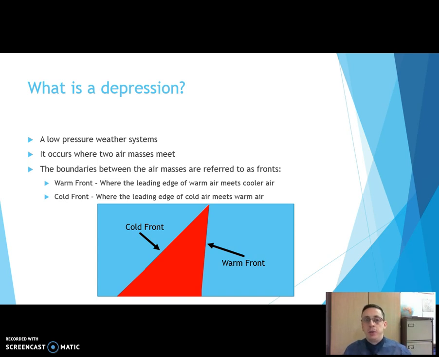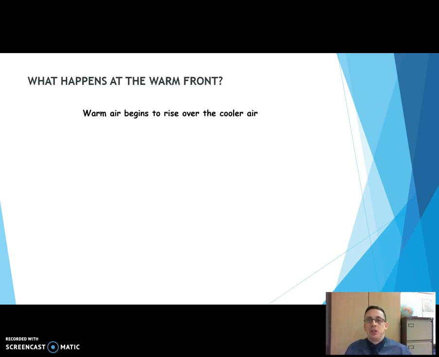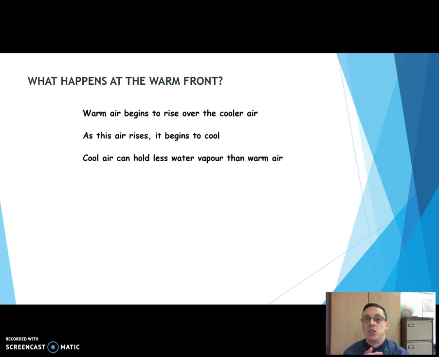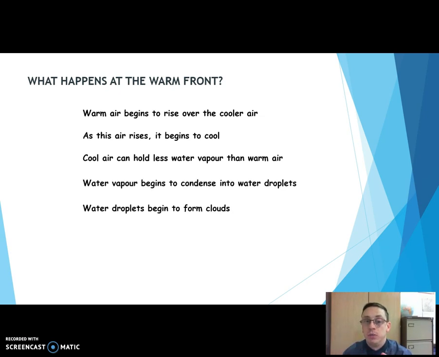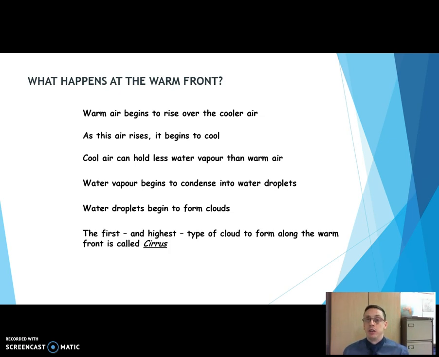Now, if we move on from here, what actually happens at the different fronts? At the warm front, first, warm air begins to rise up over the cooler air. As it rises, it begins to cool. Cold air, or cool air, can hold less water vapour than warm air can. That means the water vapour begins to condense into water droplets, which then go on to form clouds. The first clouds that we see form are the very highest clouds that we ever see, and they're called cirrus clouds.